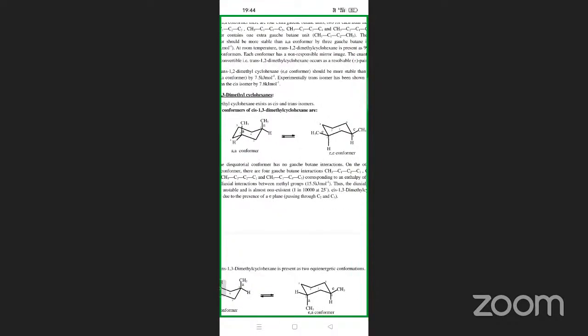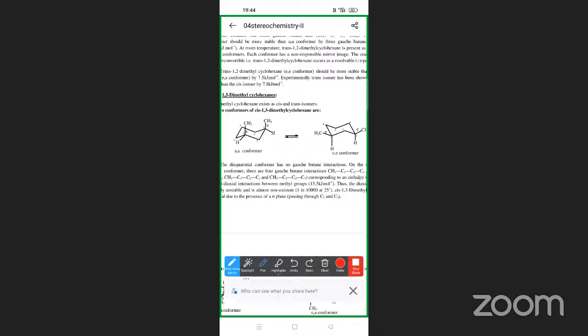Axial and equatorial is trans. And 1,3, equatorial and axial is a cis here. Cis conformation. Right? So here the stability order will be, okay, the stability order will be: diequatorial most stable, then axial-equatorial, then diaxial. So stability order.